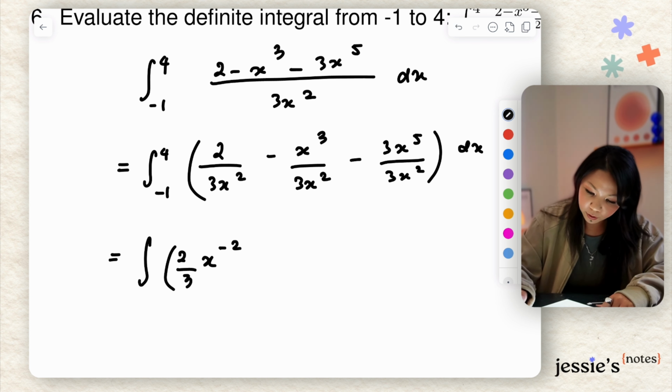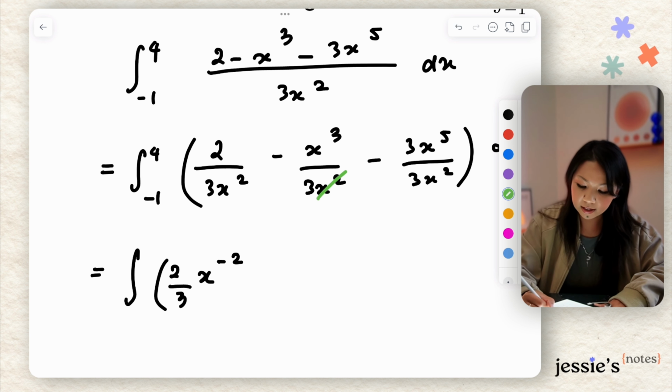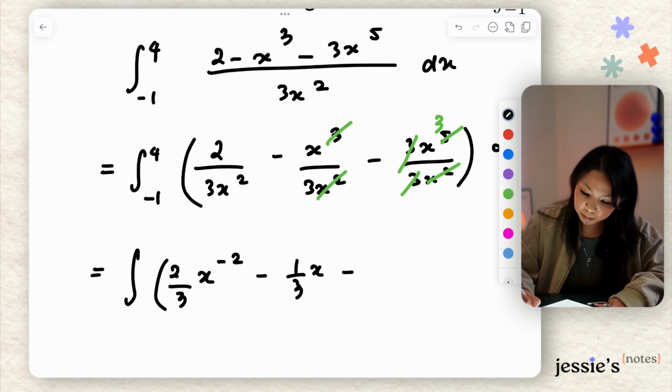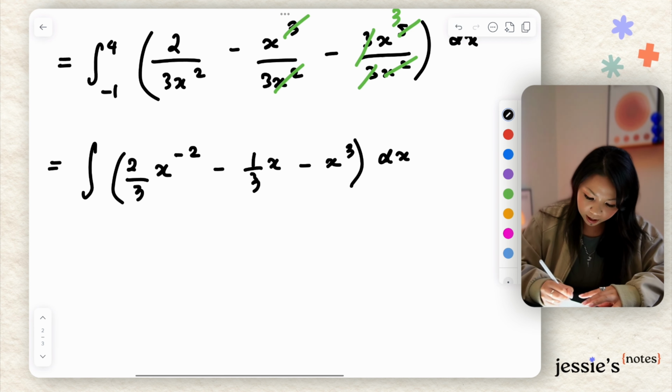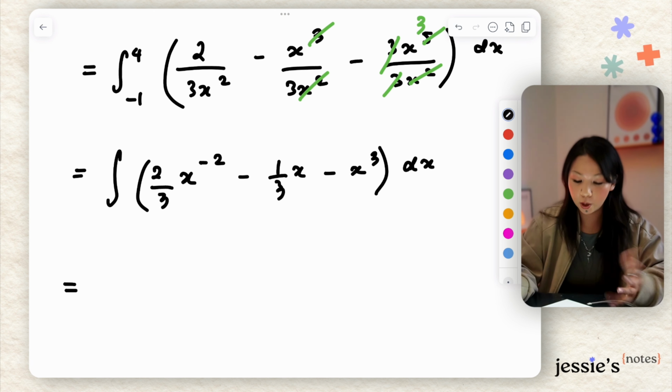And then for the next portion, we're going to cancel some x's out. So I'm going to cancel out 2 x's. We're left with 1 x at the top. So that's -1/3 x. And then I'm going to cancel out 2 here. We're left with 3. Oh, and these 3's cancel. So we're just left with minus x cubed. Okay, beautiful. And now that it's in this integratable form, we can go ahead and integrate it.